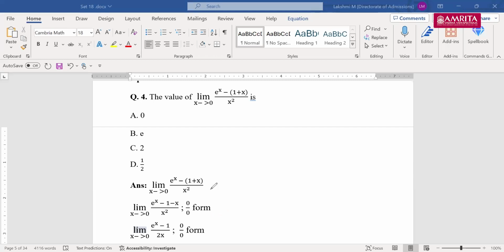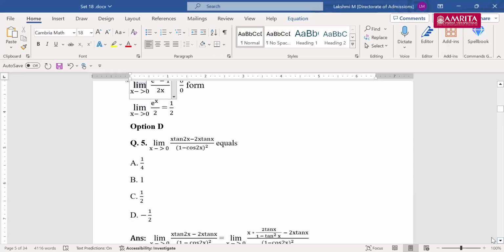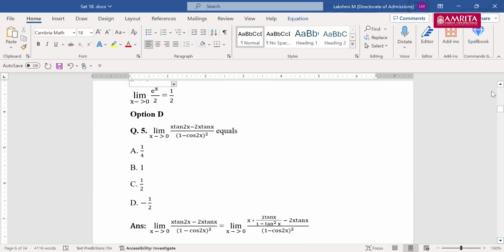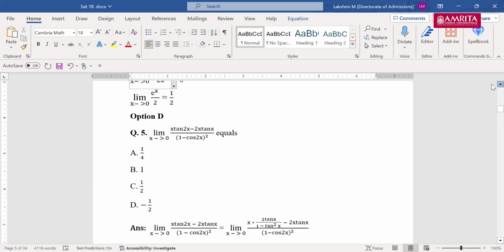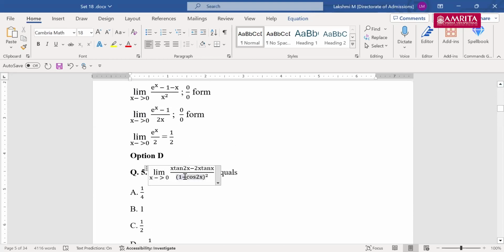So I'm just going to repeat it again. So this will be e raised to x, e raised to x by 2x is 2. This will be the form: e raised to x by 2. So what will be the value? e raised to 0 is 1 and 2, it's 1 by 2.